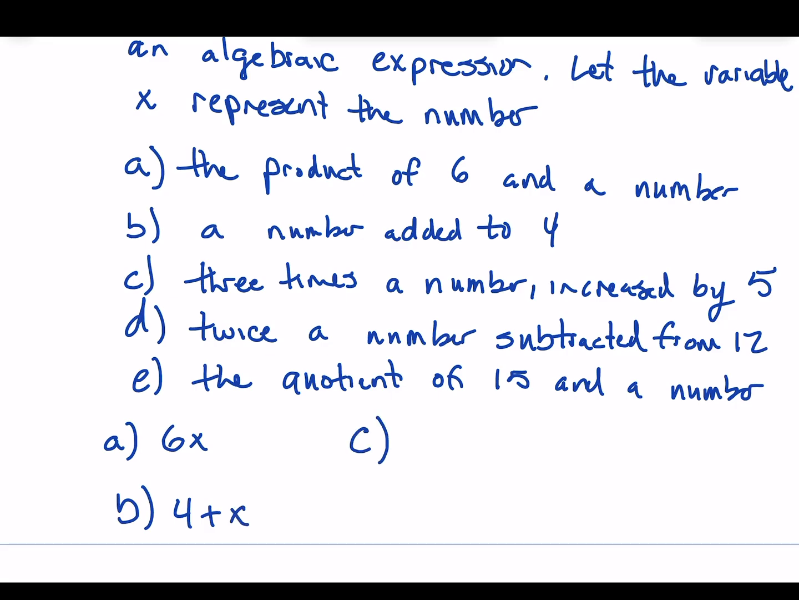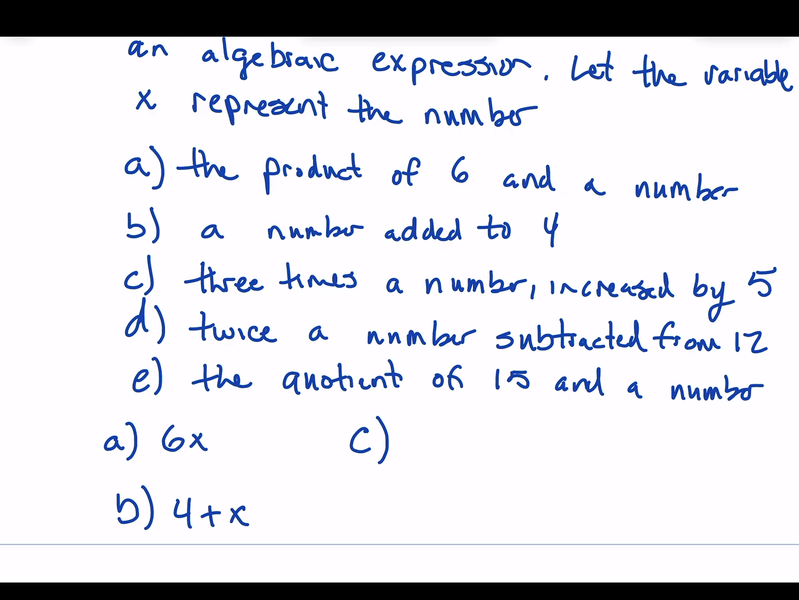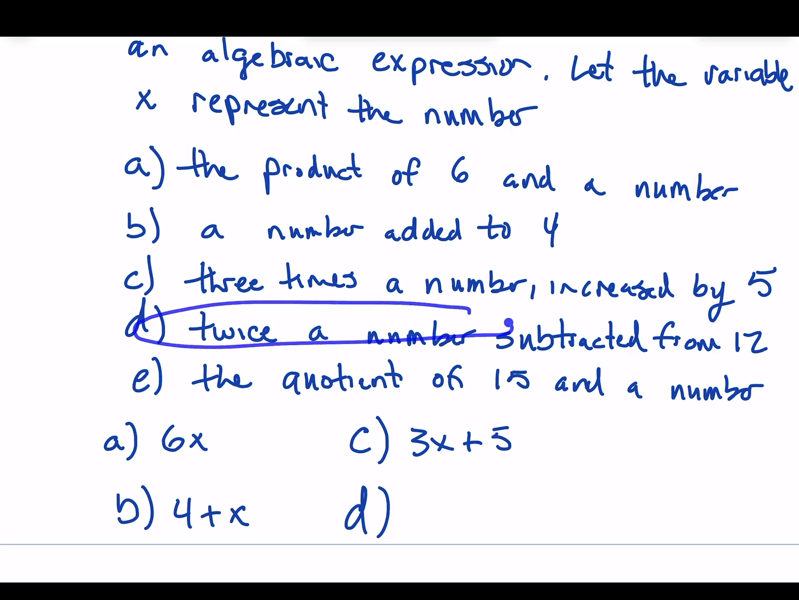Part C, 3 times a number, multiplication again, increased by 5. So 3 times a number is going to give us 3x, and then we increase it by 5 by adding 5. Okay, D, twice a number subtracted from 12. So we have twice a number, so 2x, and we're subtracting that from 12.